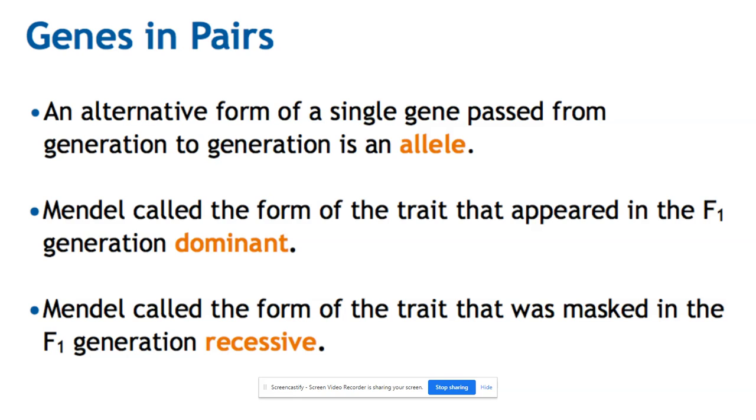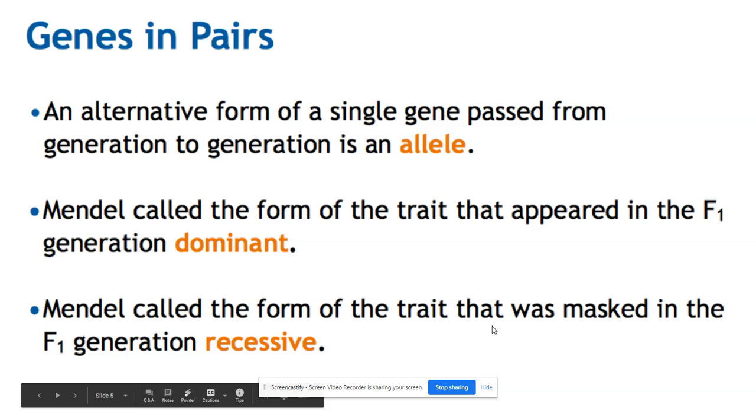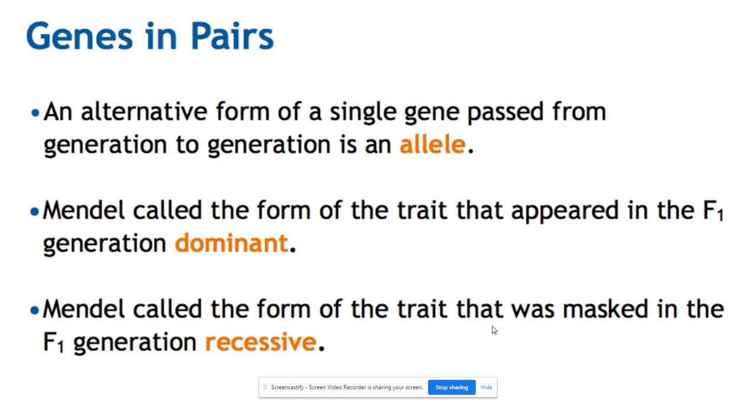Genes come in pairs. An alternative form of a single gene passed from generation to generation is an allele. So you get 1 allele from your mother, 1 allele from your father. Mendel called the form of the trait that appeared in the F1 generation dominant. It was dominant. It covered up the other one. So if you go back to the P's, the yellow is dominant. Mendel called the form of the trait that was masked in the F1 generation recessive. So going back to that picture, the green is recessive. It wasn't seen, so it was masked or hidden.